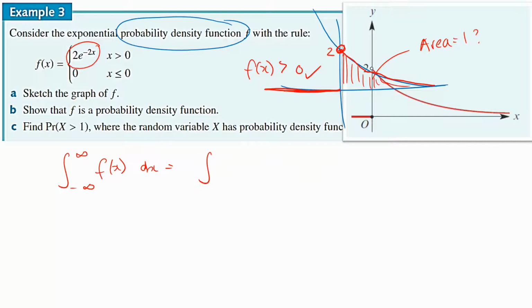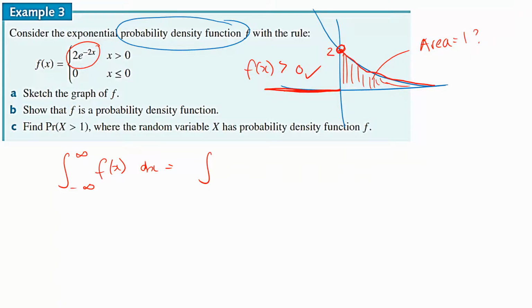Integration, it's not negative infinity anymore, because from negative infinity up to this point, it's all zero. So from zero to positive infinity is what we're looking for. The integral from zero to positive infinity of 2e^(-2x) dx. We want to know if this equals 1. Find the integration here. So using what you've learned so far, take out 2, zero to infinity, e^(-2x) dx.